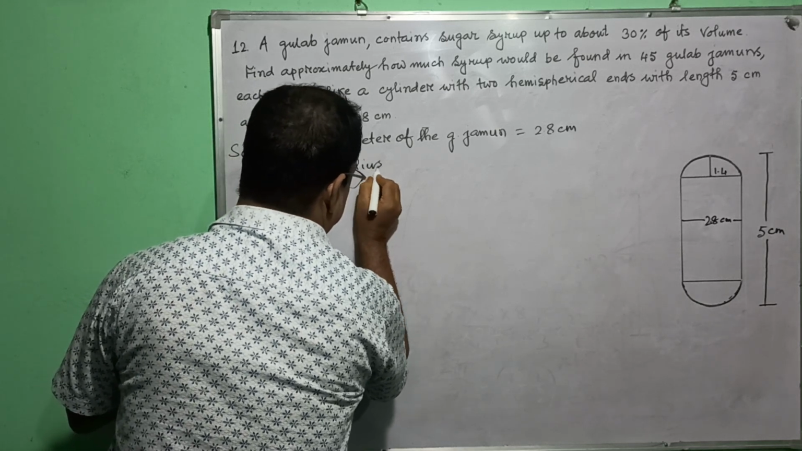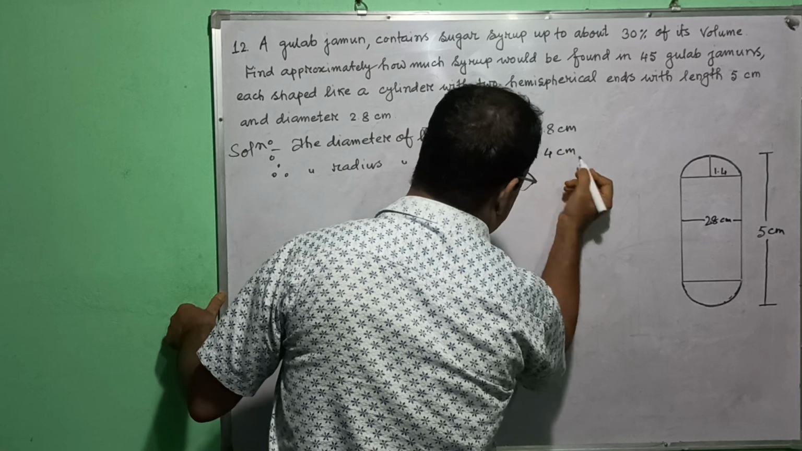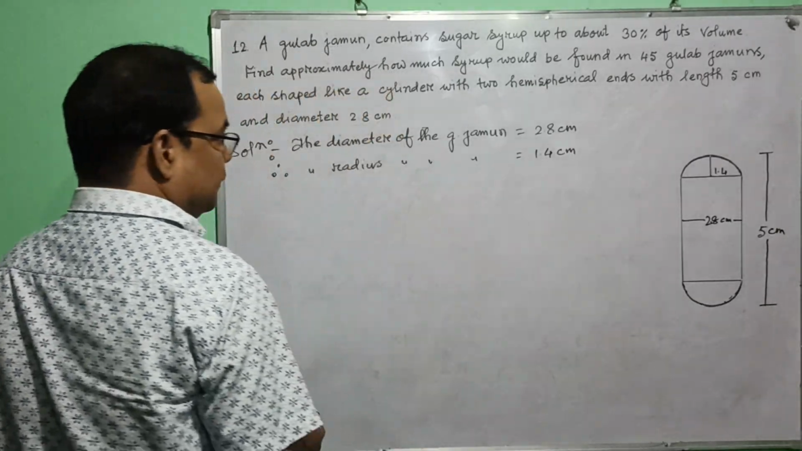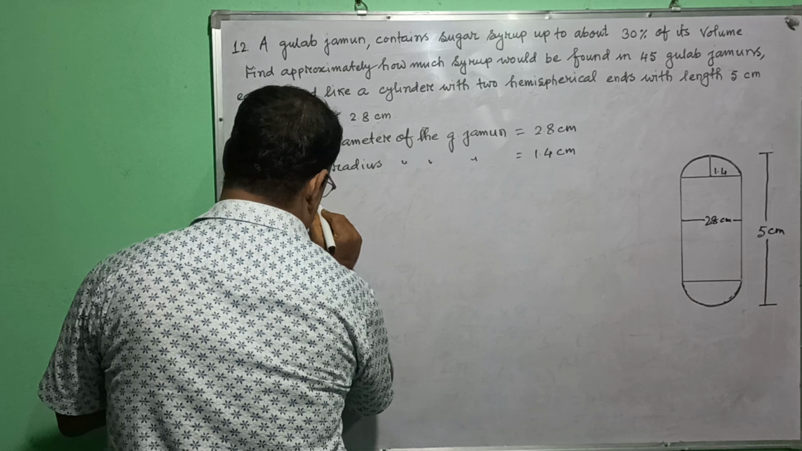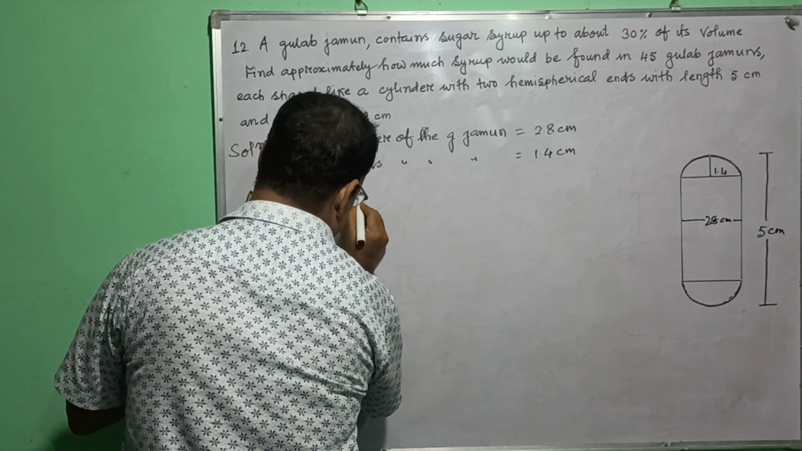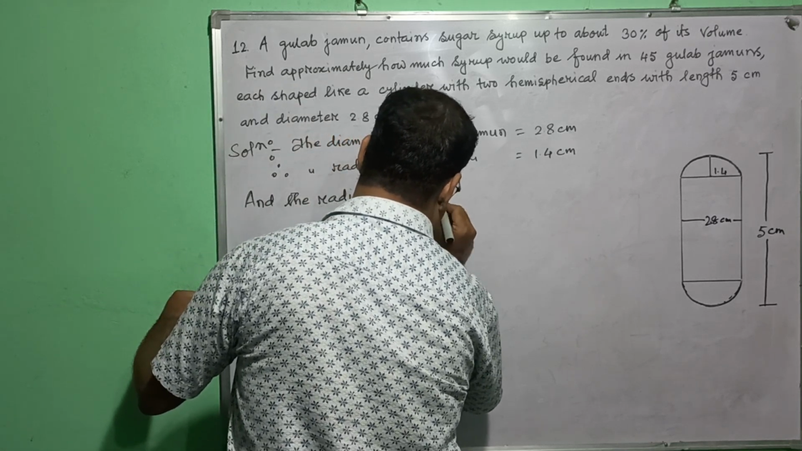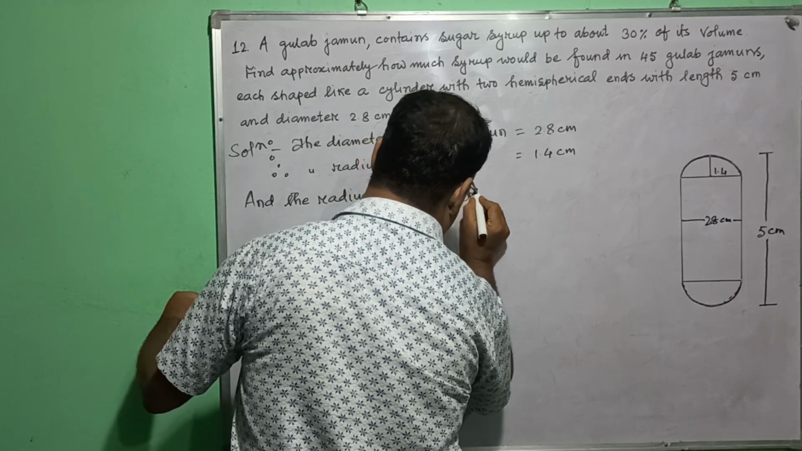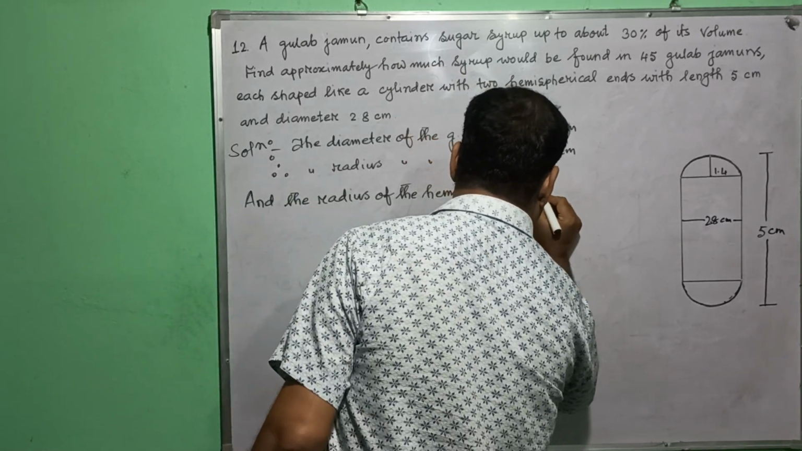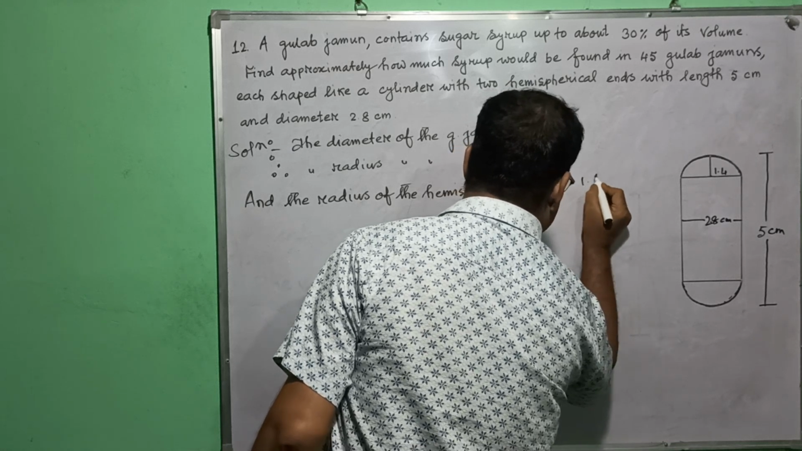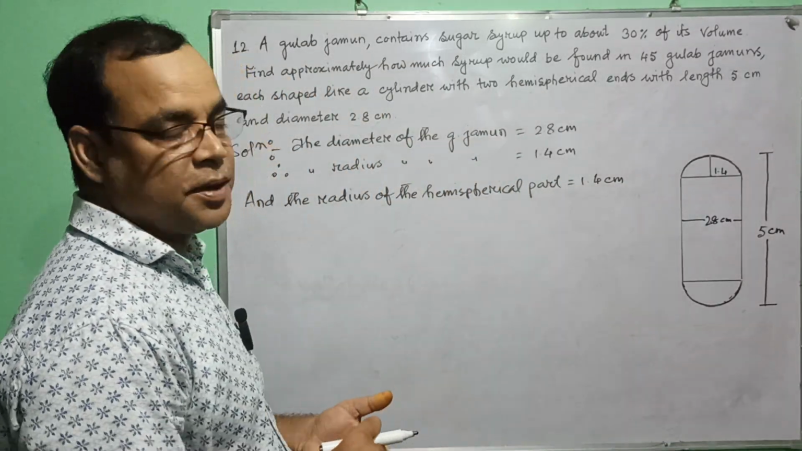radius of the gulab jamun equal to 1.4 centimeter, and the radius of the hemispherical part equal to 1.4 centimeter. Now here two different combinations of figures are there.